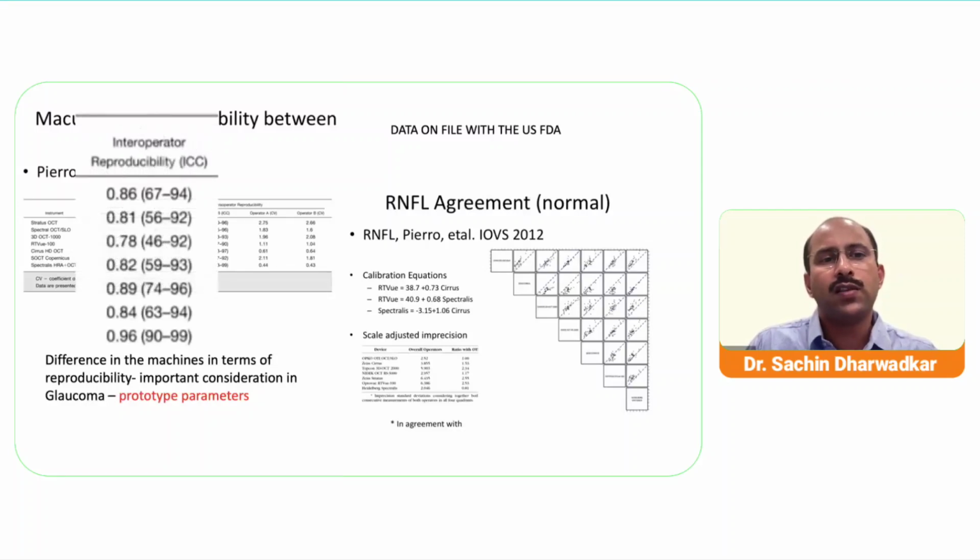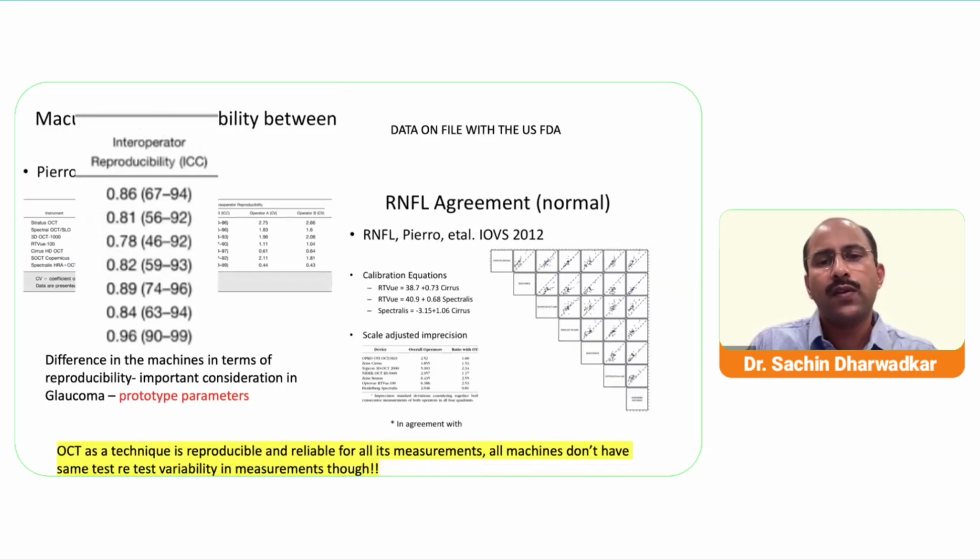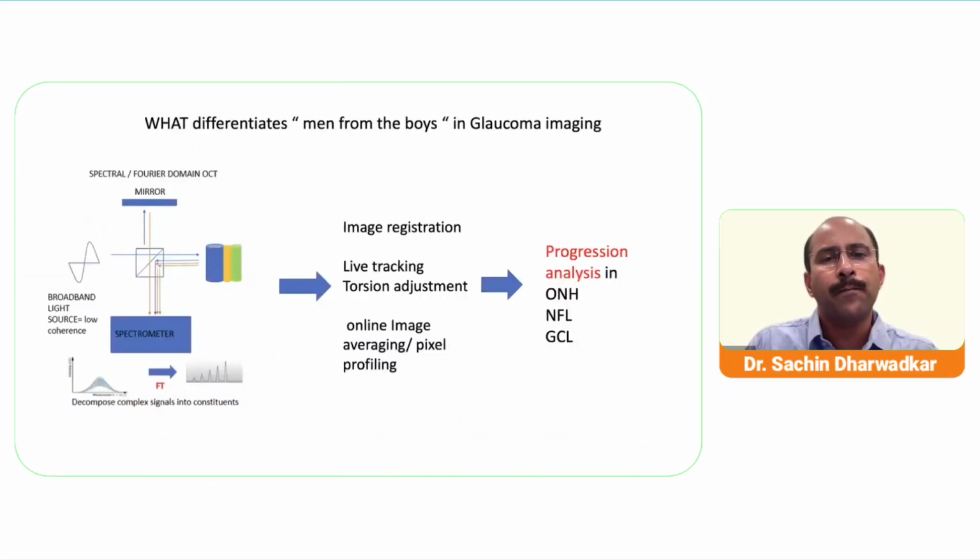So here you see the interoperative reproducibility coefficients of different machines are different, and also the different machines have slightly different capabilities in terms of deciphering small values and getting measurements of the same place every time. So as a technique, although it is reproducible and reliable for most of its measurements, all machines don't have the same test-retest variability, so you have to do basic homework before you go in and purchase a machine. So what differentiates men from the boys in glaucoma imaging?